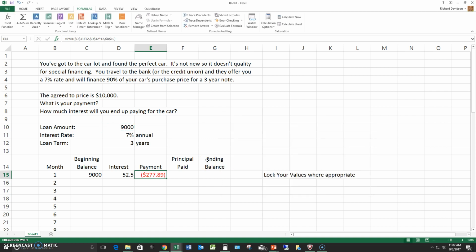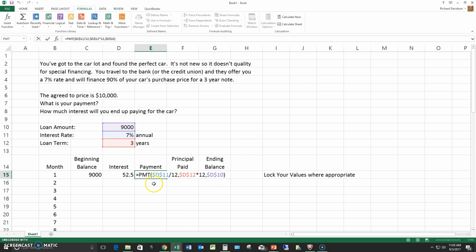And if I hit enter here, Excel tells me that our payment is going to be $277.89 for each month for 36 months. Now, because this is a negative, and I like all of my formulas to be positive, so I don't have to add negatives, but I can subtract positives, I'm going to edit the formula, and you do that by pushing the F2 key. That's a good shortcut key to remember.